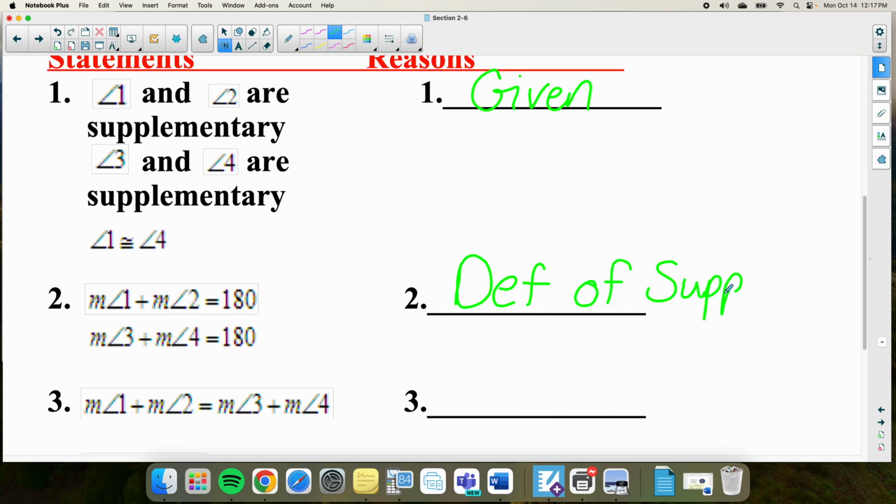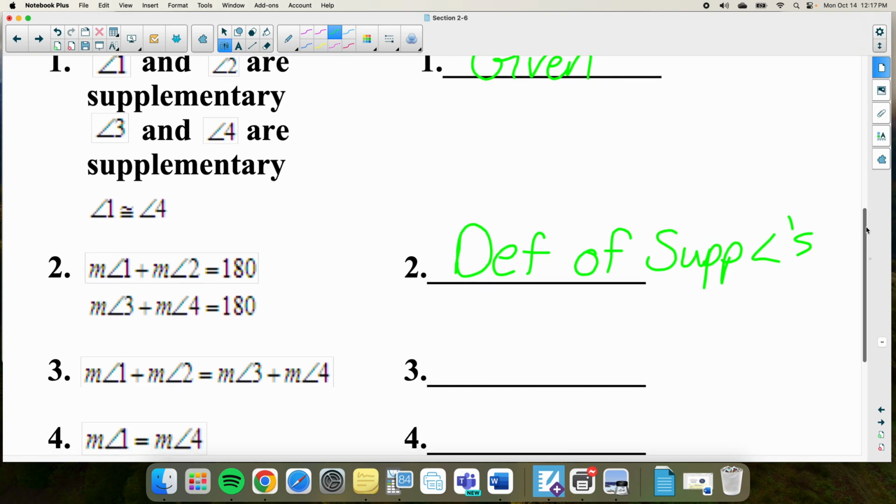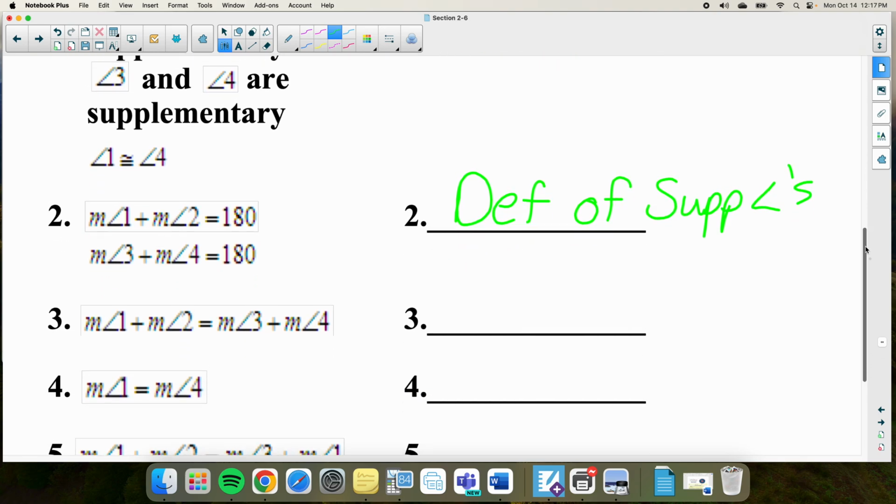Now, again, this step, I believe we only use in this proof, so you don't have to worry about remembering it, okay? Now, can you guys see how these two are equal? Doesn't that make these two equal, right? So I can go down, basically what they did here is they said, if the measure of angle 3 plus angle 4 is 180, I can put that in there, which is substitution property.